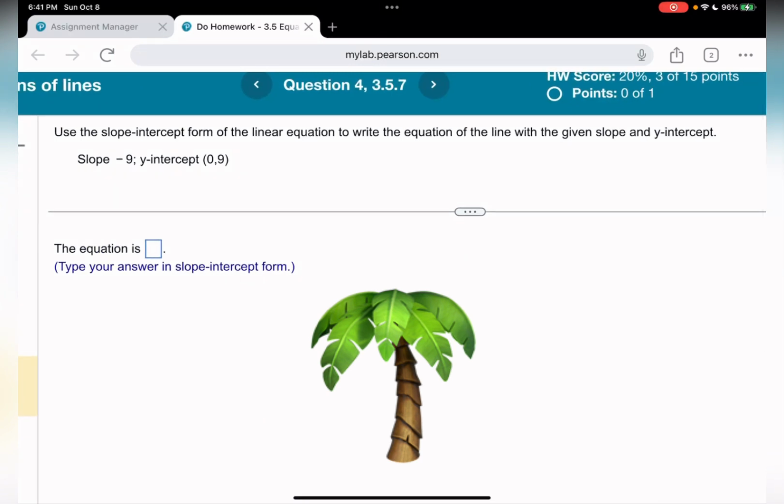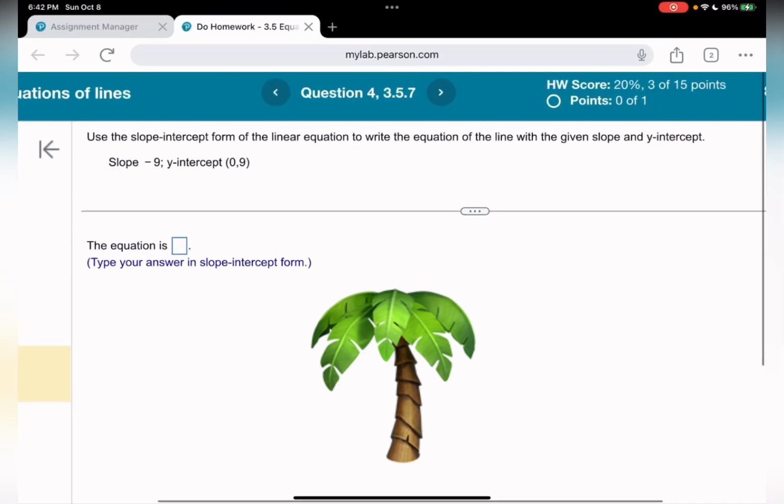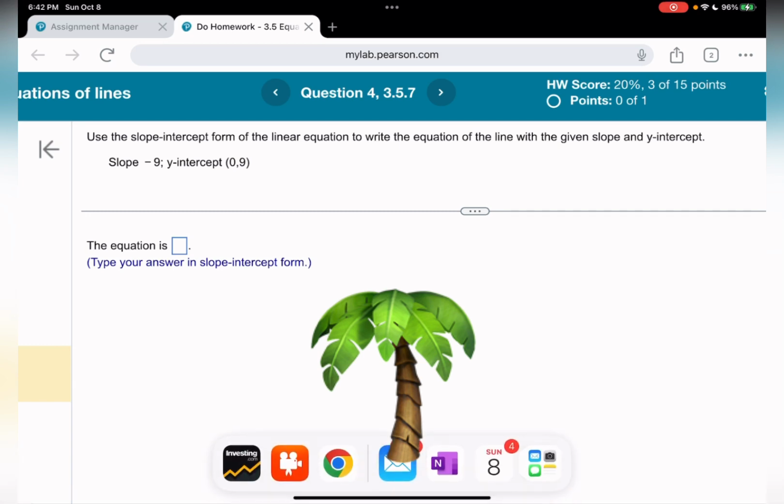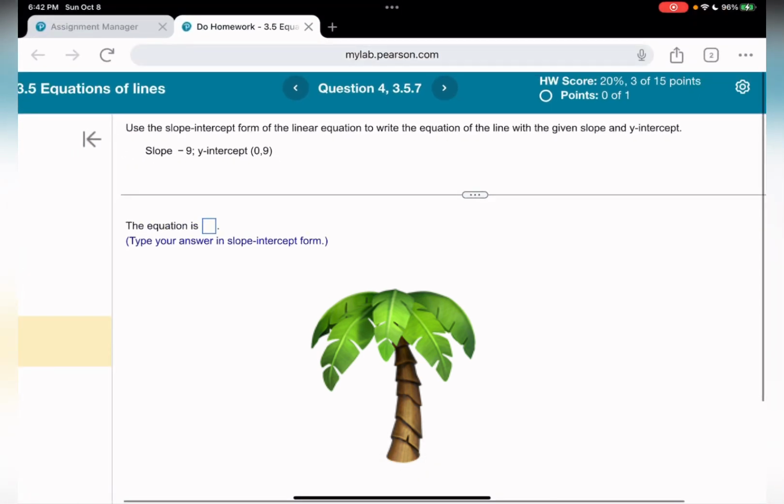Use the slope-intercept form of a linear equation to write the equation. Okay, well, let's see how we're going to do. Slope is negative 9, intercept is (0, 9).